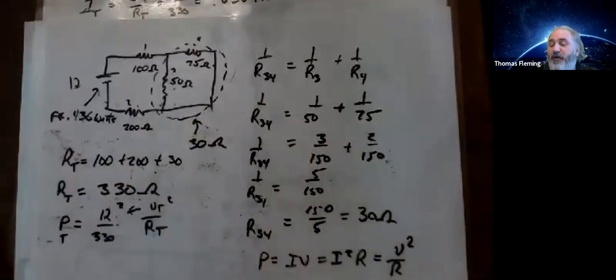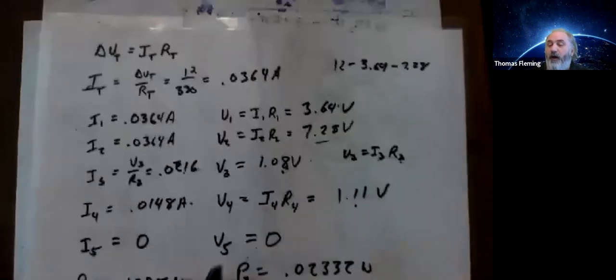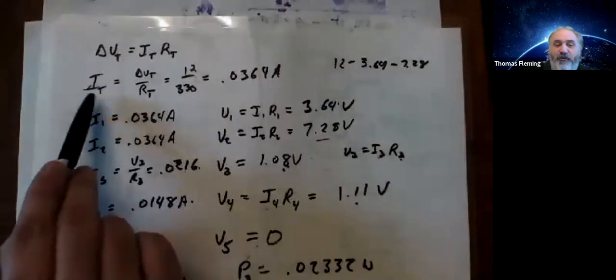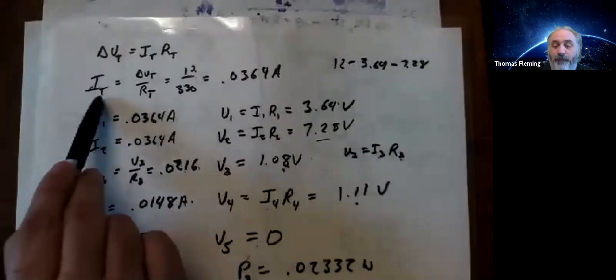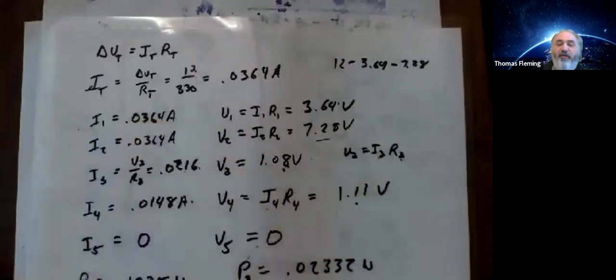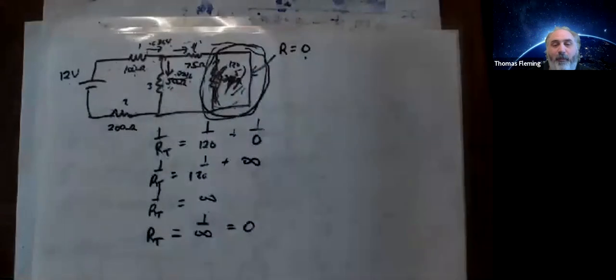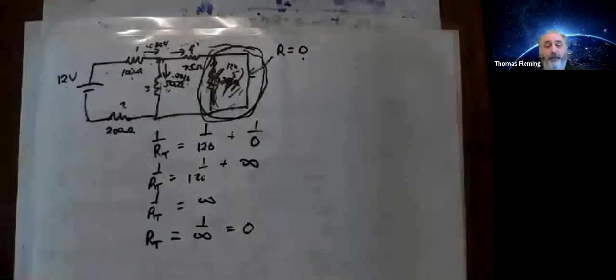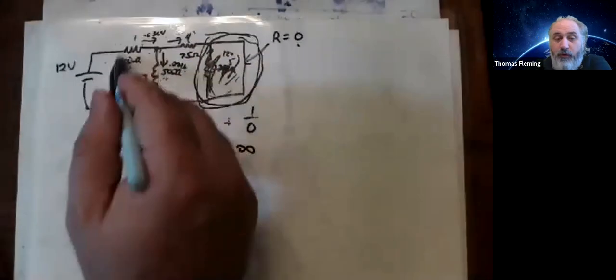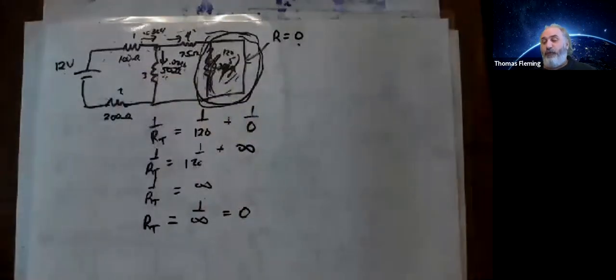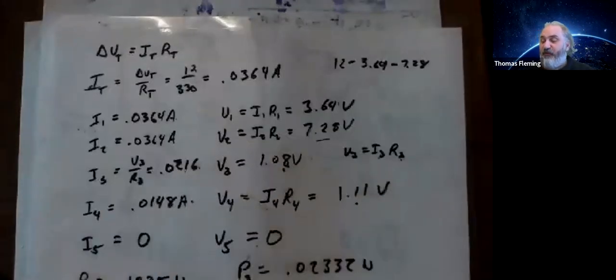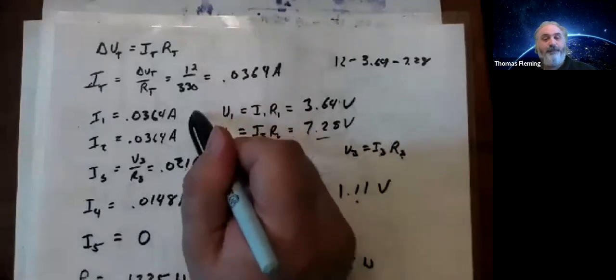Then once I know R total, I'm going to figure out how much current comes out of that battery. I'm going to find I total. Then once I know what I total is, I'm going to go back and look at my circuit, and I'm going to ask myself, do any of these resistors have to have I total go through them? They don't necessarily have to have I total, but in many cases, there will be at least one. Here, there were 2 that had I total go through them. And if that's the case, I could just fill those blanks in right off the bat.